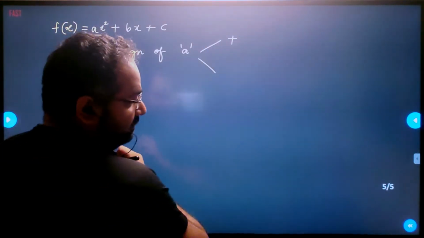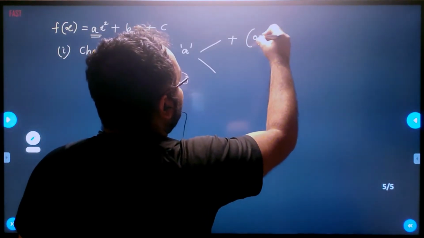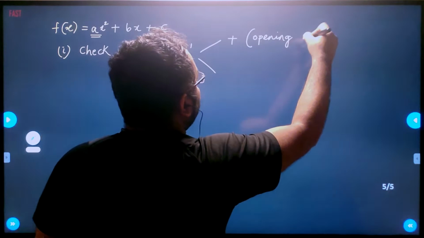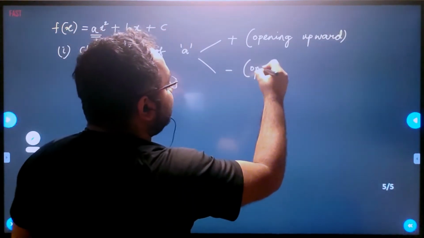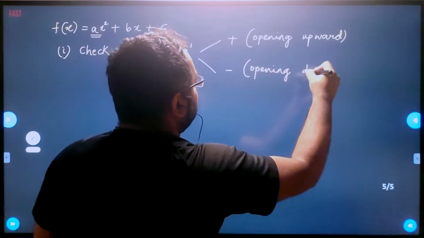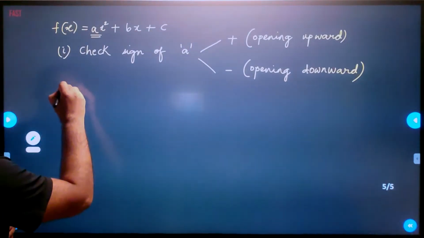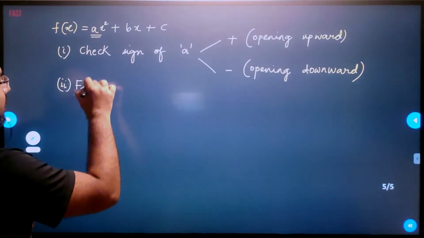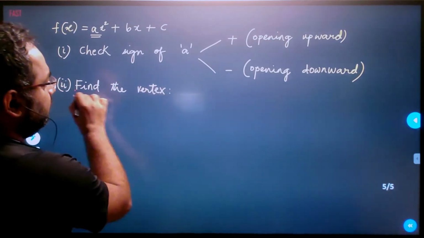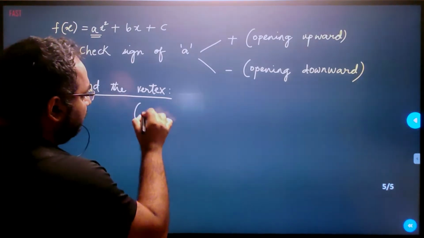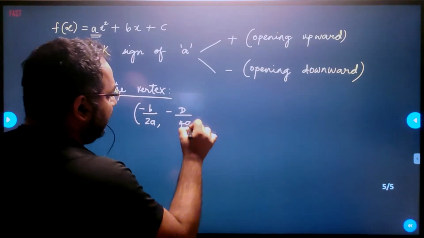Again, if it is positive, like the way we had in the previous case, then it is going to be an opening upward graph. And in case I have a minus, then it's going to be opening downward. The next point is find the vertex. How do you find the vertex? You use the formula minus b by 2a and minus b by 4a.